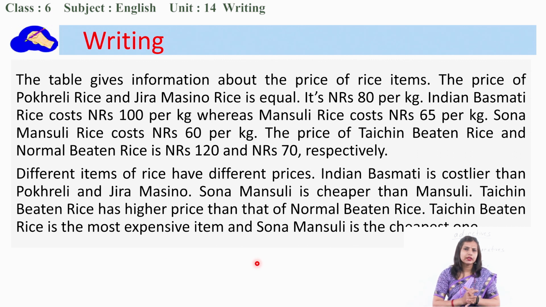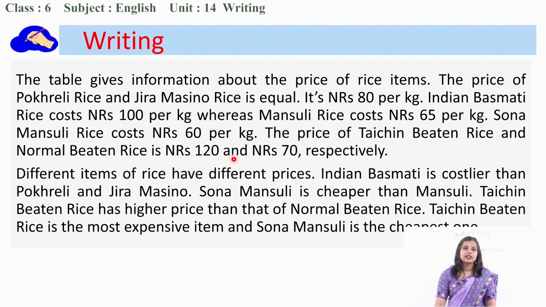So quickly look in the table and tell me which is the most expensive rice in the table. Yes, it is Taichin beaten rice. That's very expensive, 120 rupees per kg. Beaten rice means, have you eaten beaten rice? It's not the rice. Is it rice? No. What is it then? Beaten rice means chura, yes? It means chura, not rice. Okay? So that is very expensive. It is crunchy also. Have you tasted it?